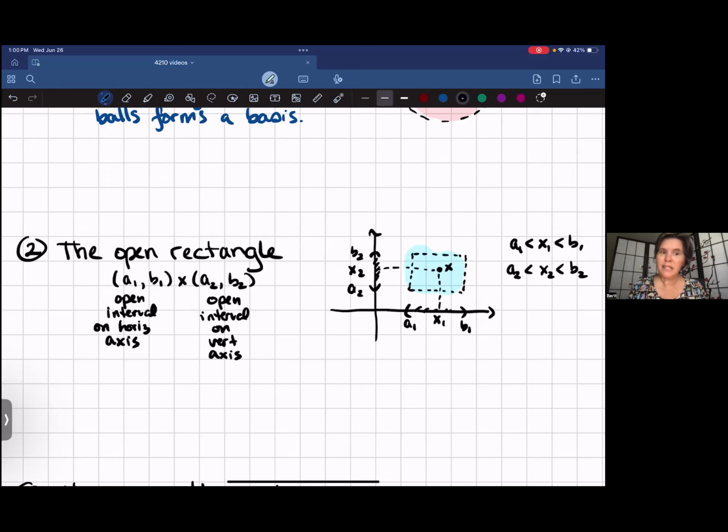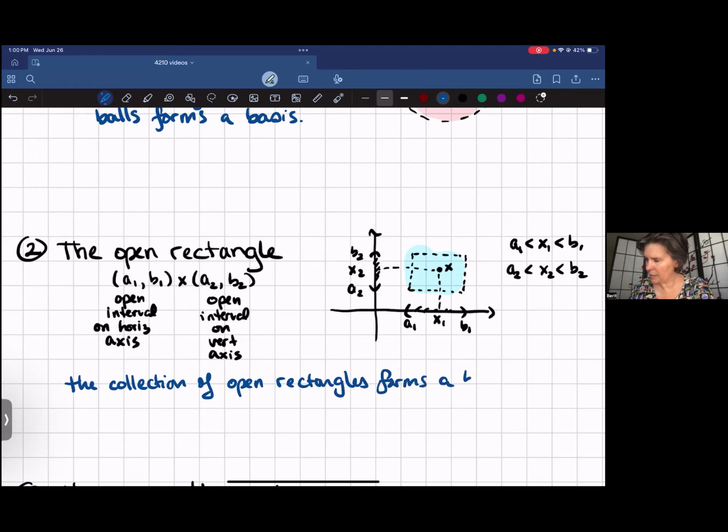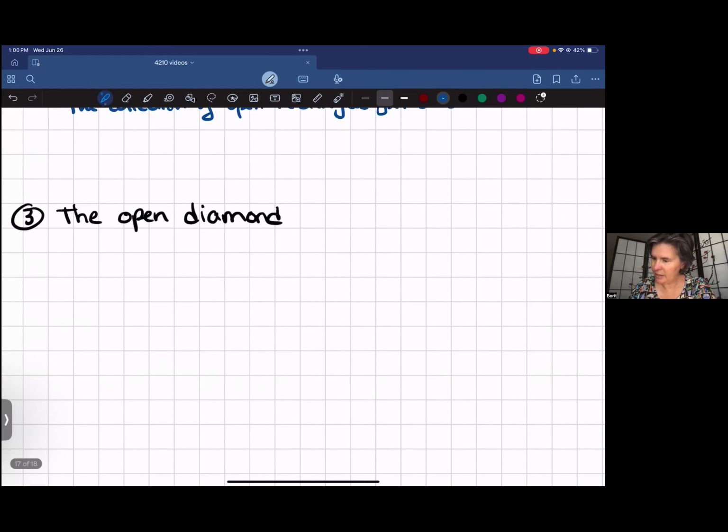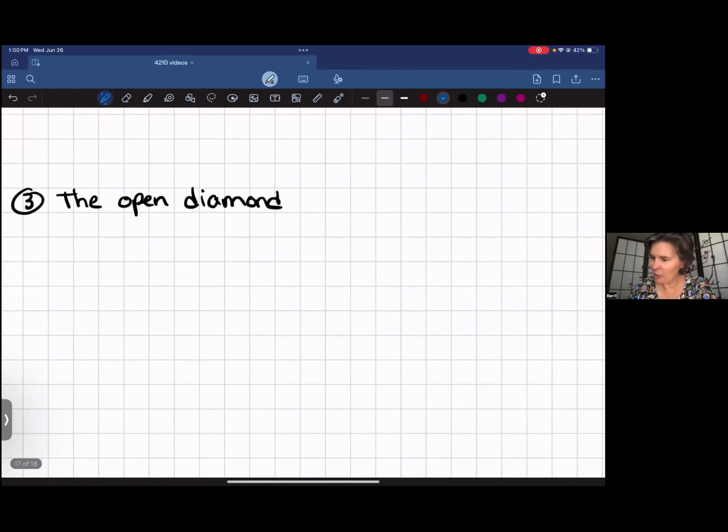And I claim that these sets also form a basis. The collection of open rectangles forms a basis. To check that, you'd have to think about the two parts of the definition of a basis. And then the third shape that I want to talk about is the open diamond.